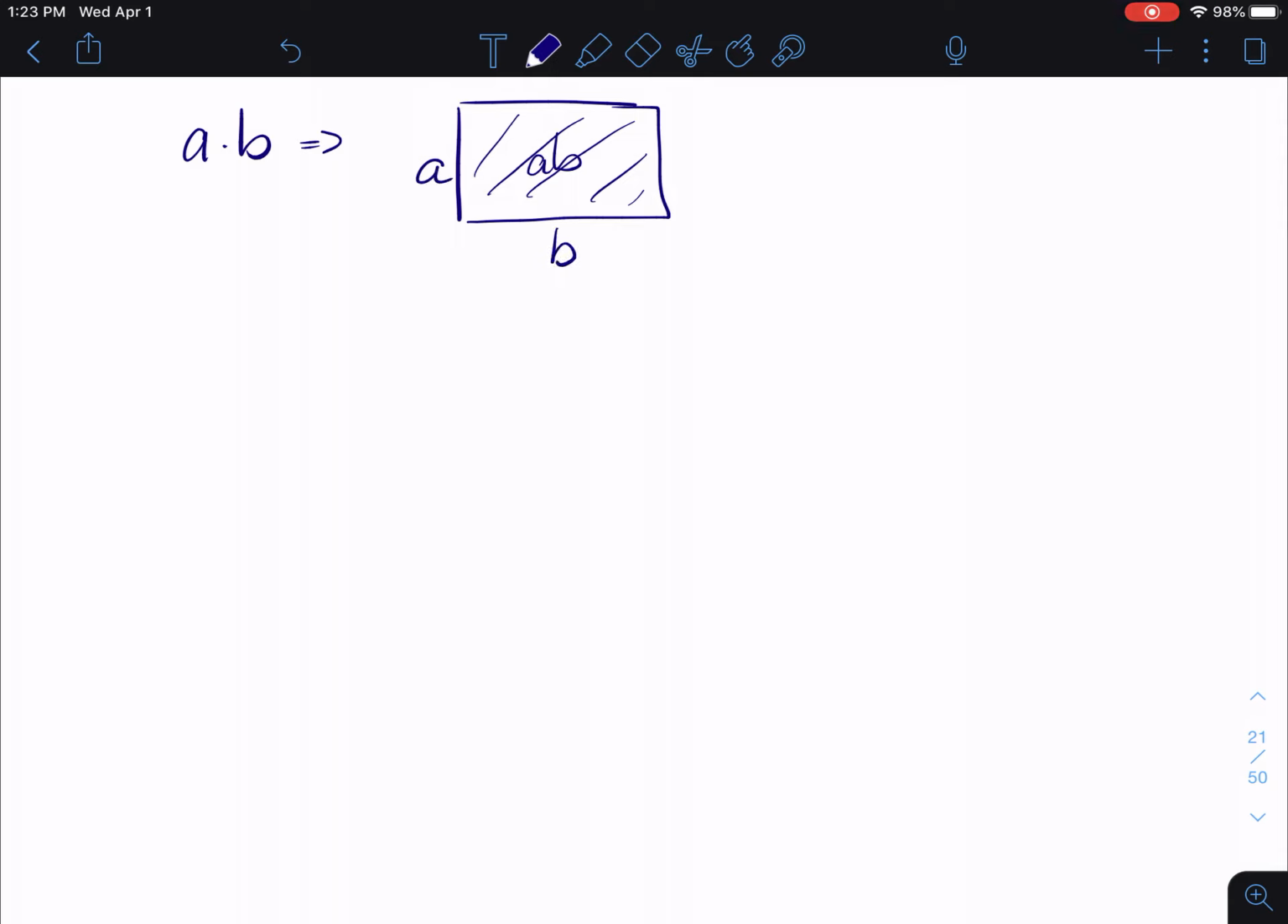So if you remember, we said AB is the area. We're using the area model, where AB is the area of a rectangle with the dimensions A and B. Now, if you remember from 112, we had also written this as a fact family triangle. So A, B, and AB. Well, it didn't quite look like that.